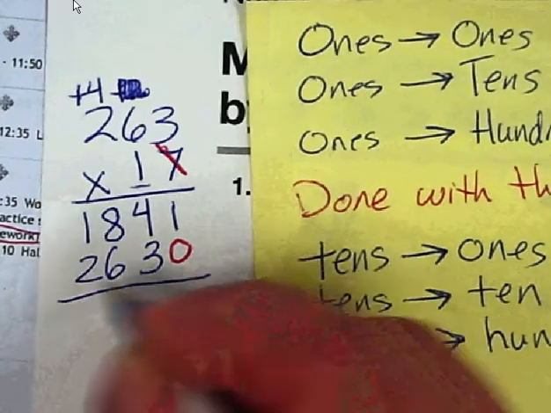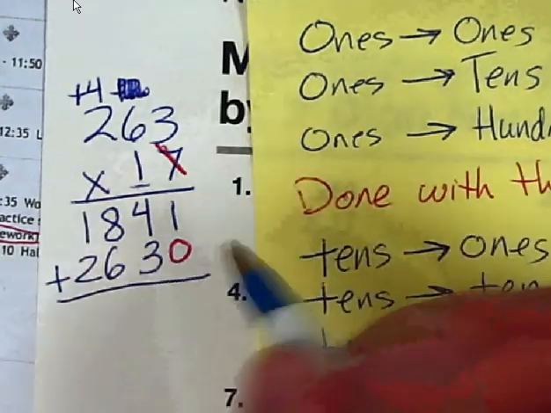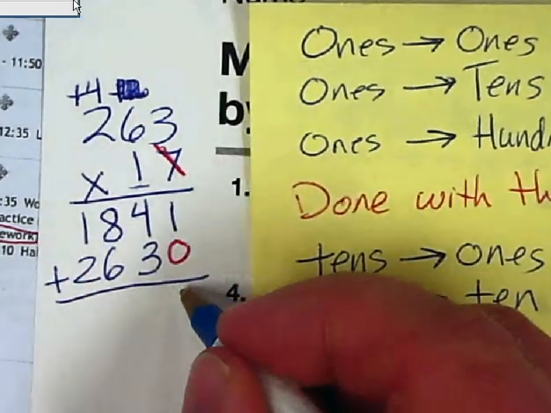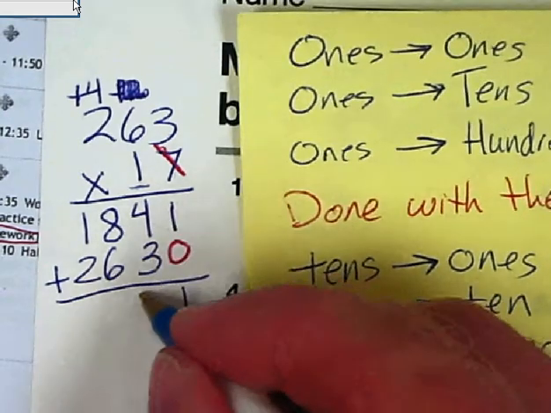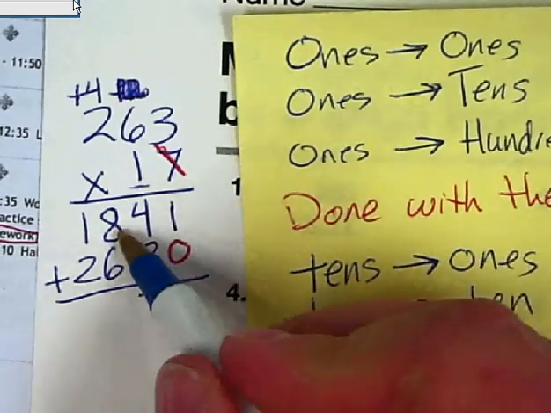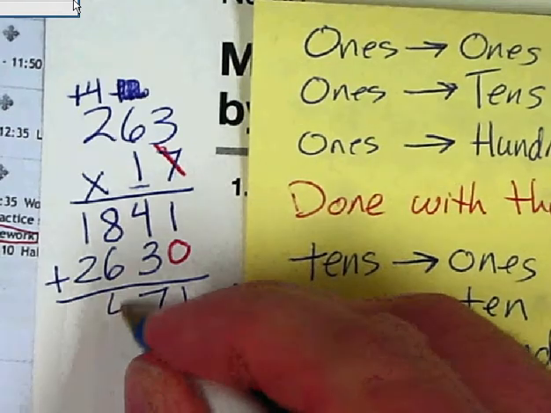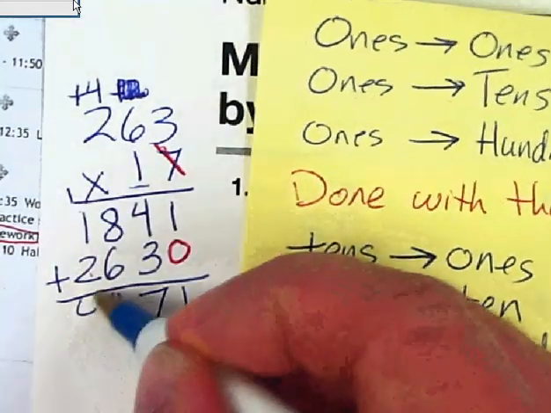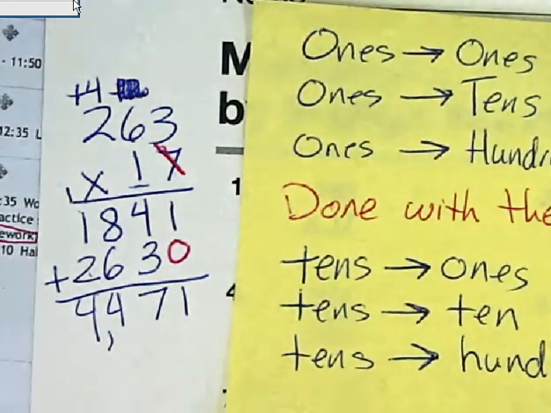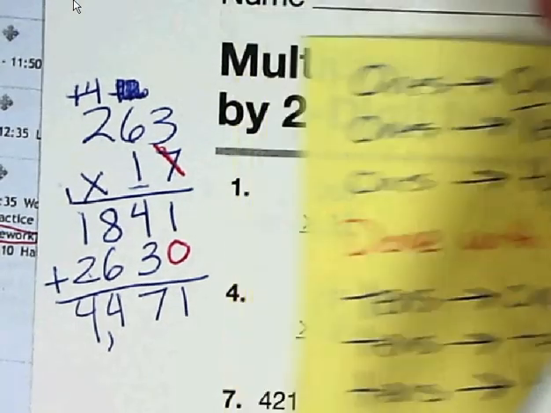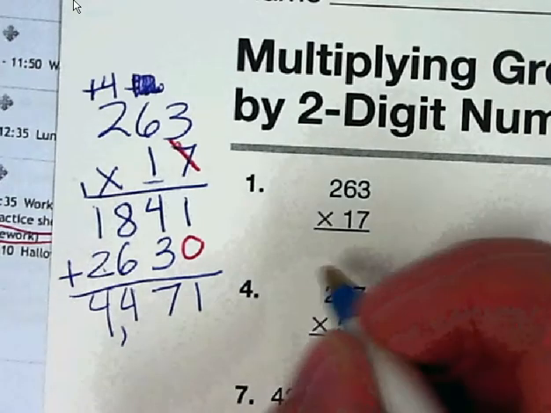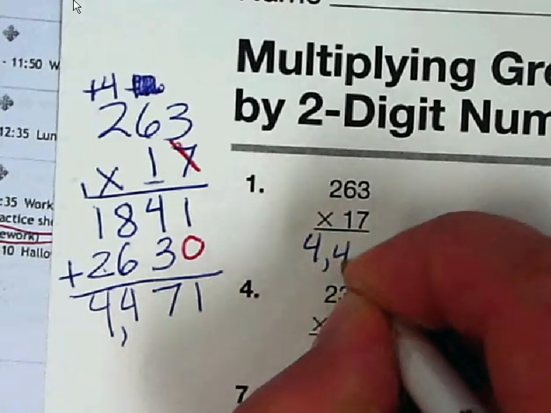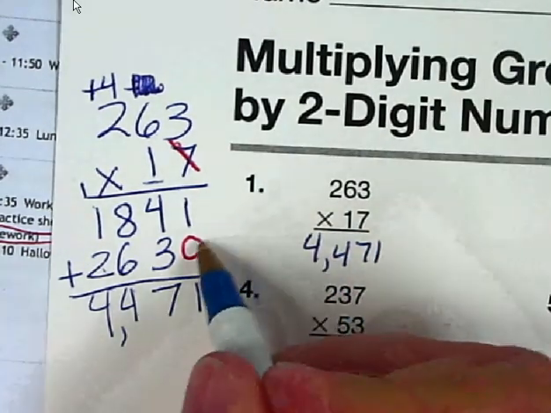Now we're just going to add those 2 partial products up. 1 plus 0 is 1. 4 plus 3 is 7. 8 plus 6 is 14. Carry our 1. 2, 3, 4. So 4,471 is the answer. So then if you did that on a separate piece of paper, just go ahead and write it down here. 4,471. And we've got our work over on the side.